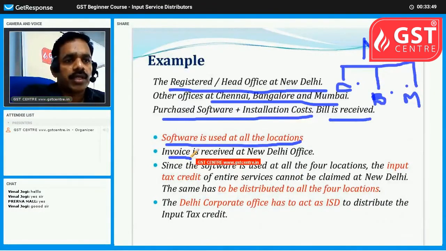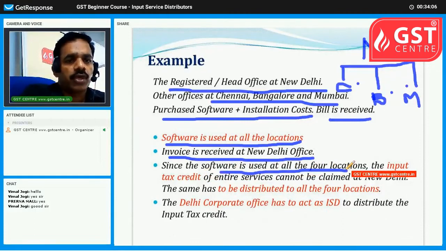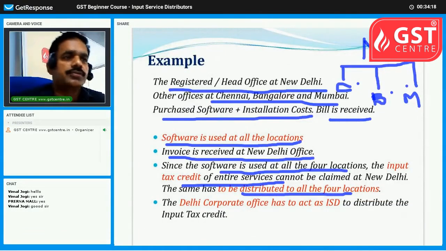But the invoice is received at New Delhi office. Who can claim input tax credit? Not only the New Delhi office, but all offices, because the software is used at all the 4 locations, so the input tax credit of the entire services cannot be claimed at New Delhi alone. It should be distributed at all the 4 locations.